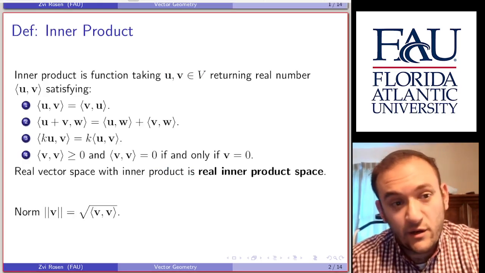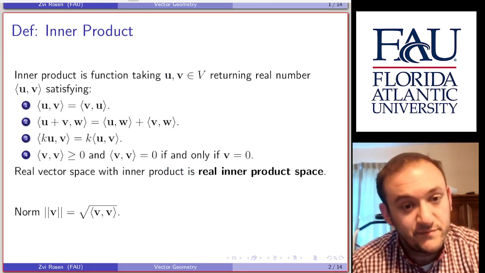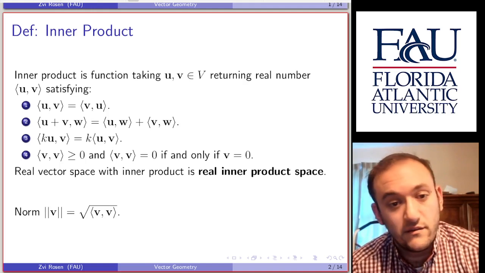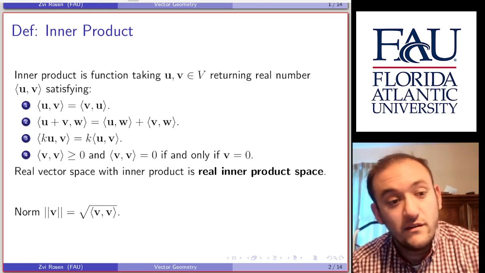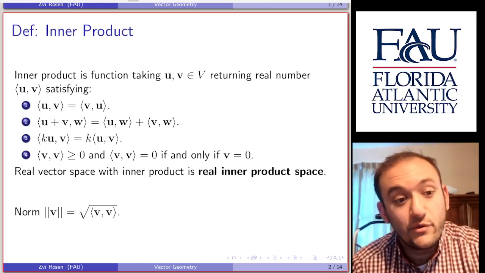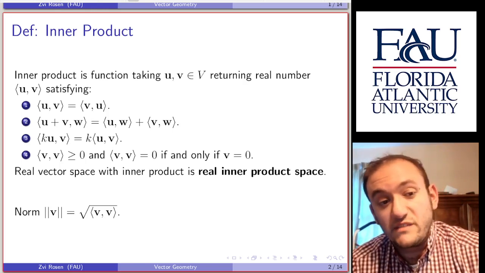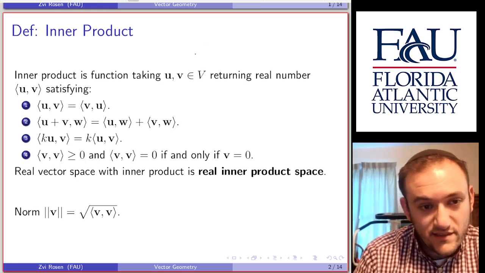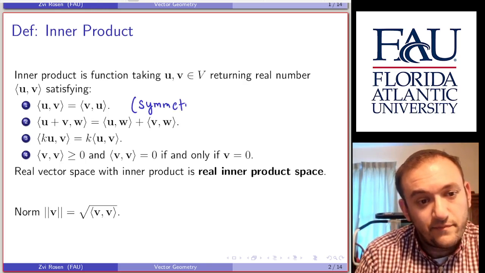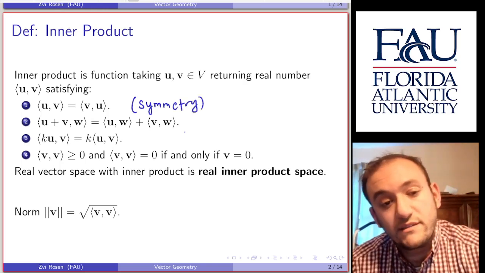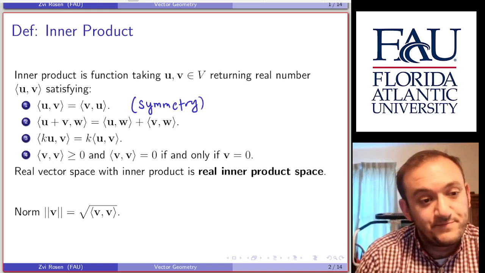So we'll start by defining an inner product, and the way we define this is using a set of axioms. The inner product is a function taking u and v in a vector space V, and it returns a real number, which is signified by angular brackets u comma v, and it satisfies the following properties. First, <u, v> must be equal to <v, u>. Okay, this is called symmetry. We don't want the order that you do the inner product in to matter.